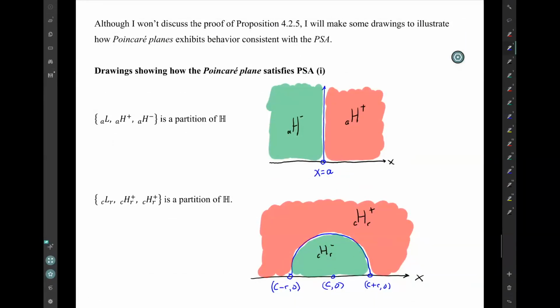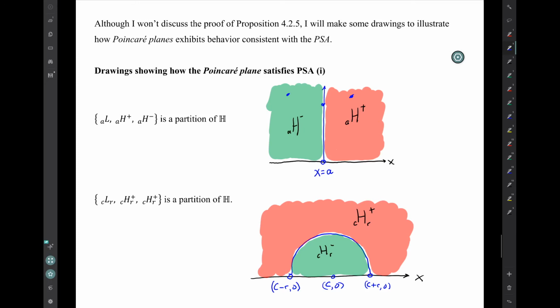So there are those drawings from above, copied here. These drawings show that if you drop a point anywhere in the Poincaré plane, say here, or here, or here, it's going to land in one of those sets, exactly one of those sets. So those three sets form a partition of the Poincaré half plane.